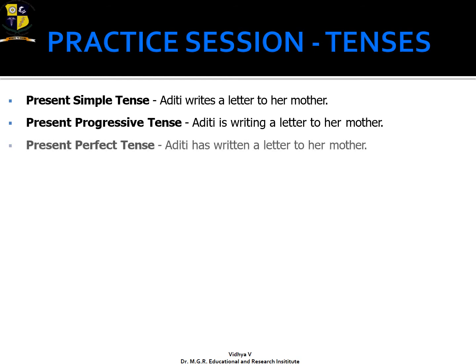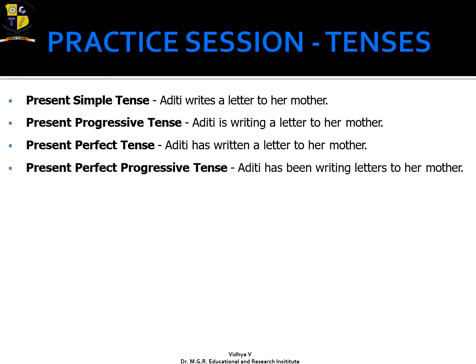Next, present perfect. So, Aditi has written. Has written indicates that this is present perfect, and for has been, you're adding been and ing, which will become perfect continuous. So, Aditi has been writing letters to her mother. Now we'll see past.